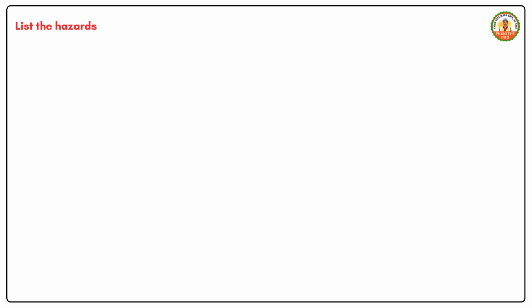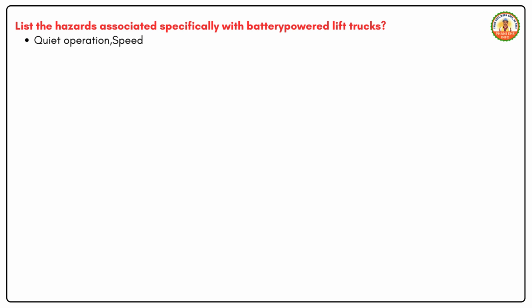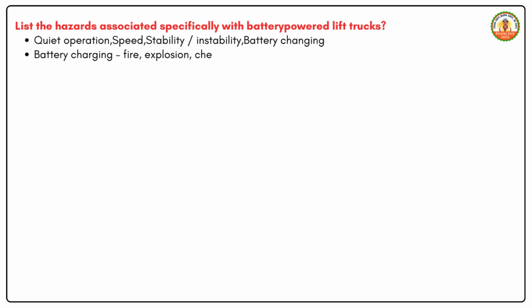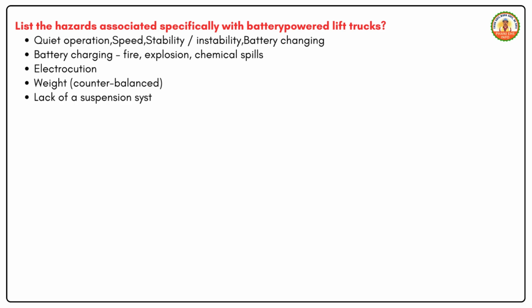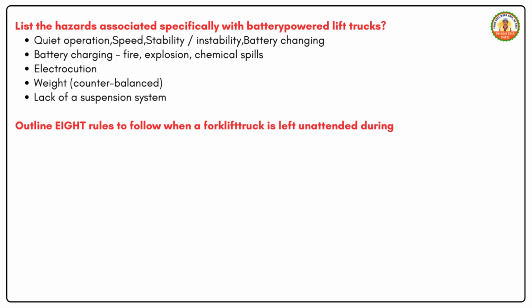List the hazards associated specifically with battery-powered lift trucks. Quiet operation, speed, stability, instability, battery changing, battery charging, fire, explosion, chemical spills, electrocution, weight, counterbalanced, lack of a suspension system. Outline 8 rules to follow when a forklift truck is left unattended during a driver's work break.